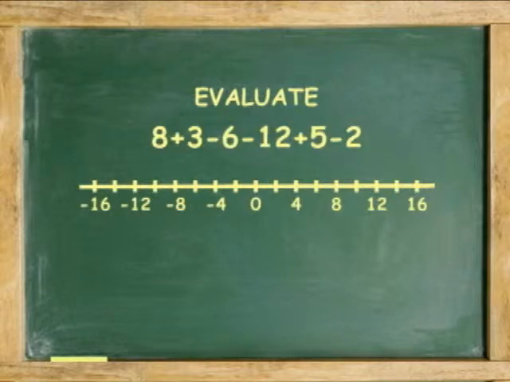Another example. Evaluate 8 plus 3 minus 6 minus 12 plus 5 minus 2. Starting at 0, move 8 to the right. 3 to the right again. 6 to the left. 12 to the left. 5 right. 2 left. The answer is negative 4.